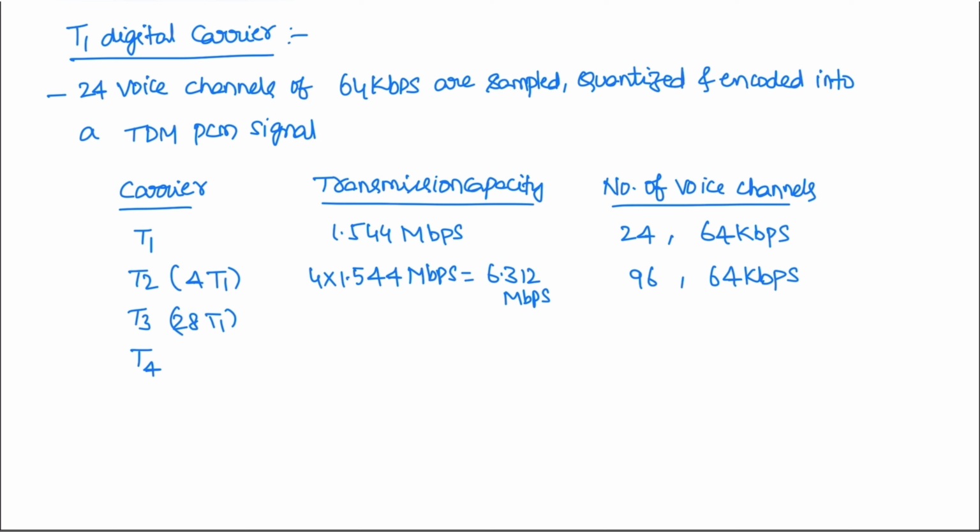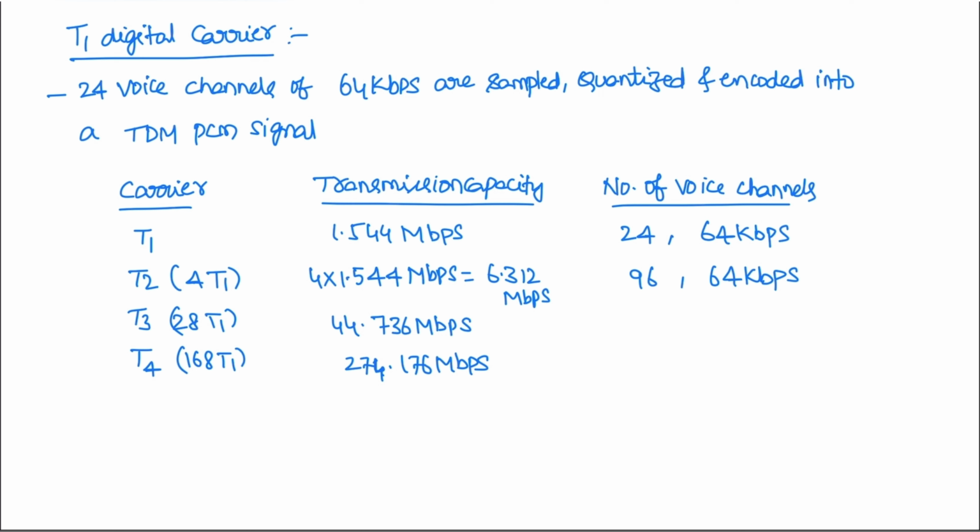So for 28 times of T1, the capacity is 44.736 Mbps. For T4 carrier, it is 168 times of T1 carrier. So that is 274.176 Mbps is the total capacity.